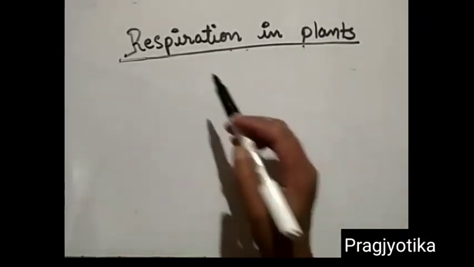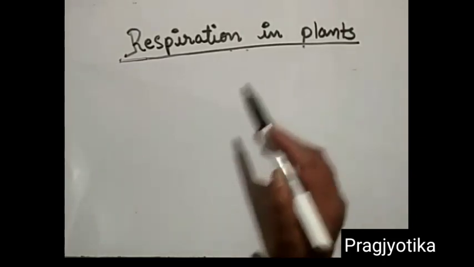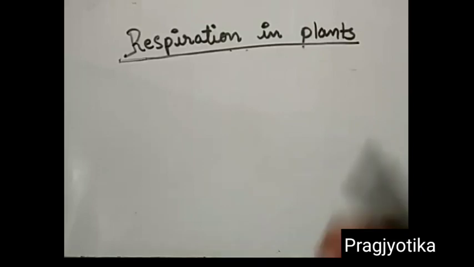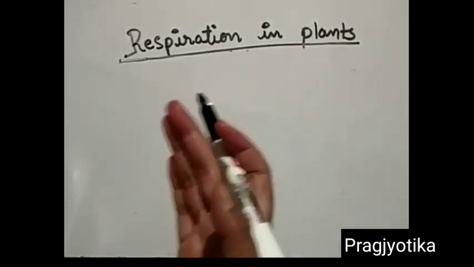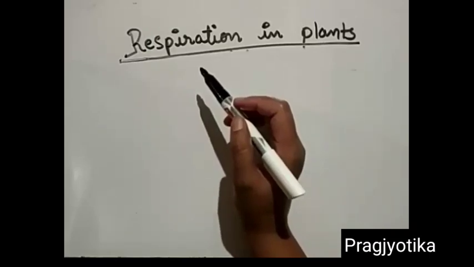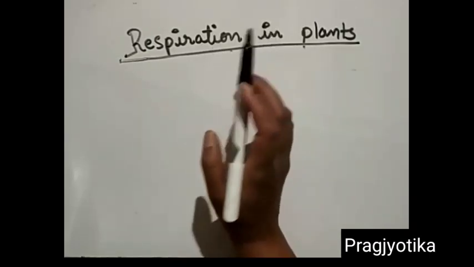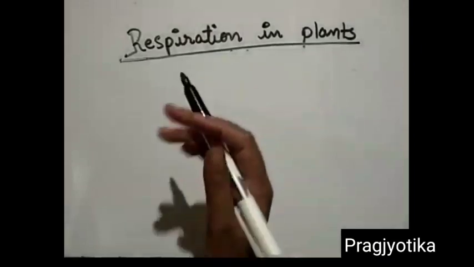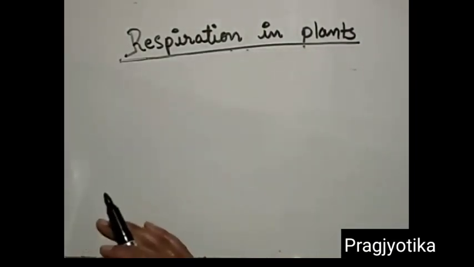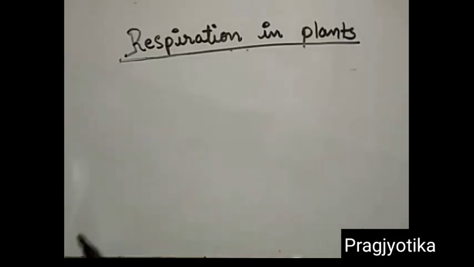Our next topic is respiration in plants. The respiration process is the same for all living things, that is plants, animals and human beings. In this process, all living organisms break complex food into simpler substances in the presence of oxygen to release energy and carbon dioxide.